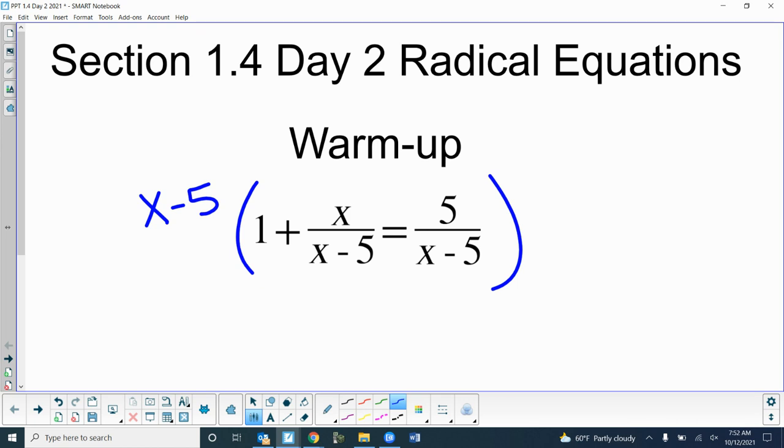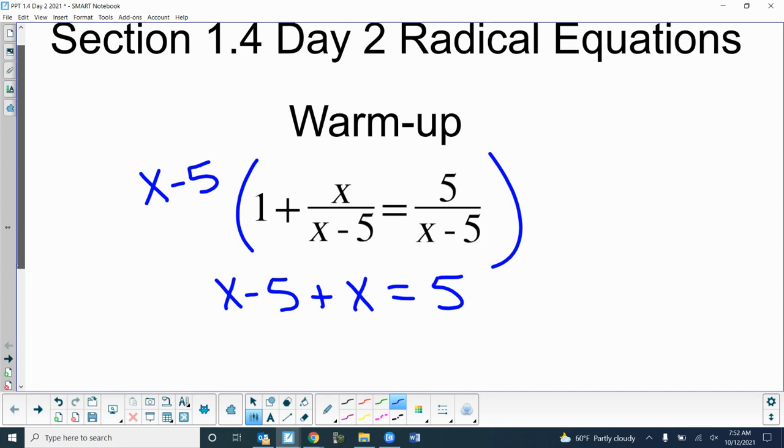So we want to get rid of the fractions right away when we do these types of problems. So what's x minus 5 times 1? X minus 5, right? Now, when I multiply x minus 5 times this fraction, what happens to the x minus 5? They cancel, so all I have is the x left. And then, same thing happens on the other side. When I multiply this x minus 5 times this fraction, the x minus 5's cancel, all I have is 5. So that's all we have after we do that multiplication. Questions?